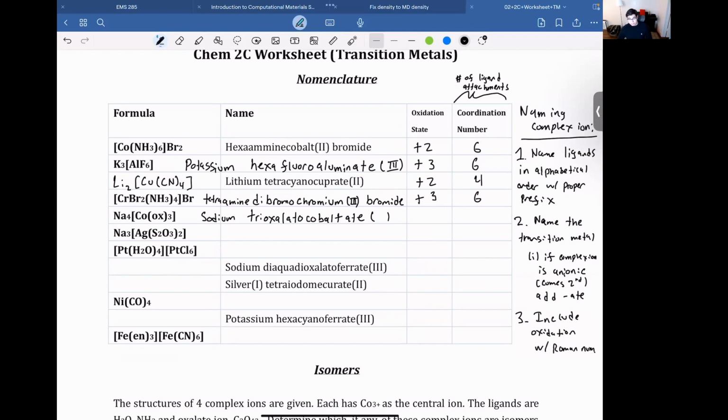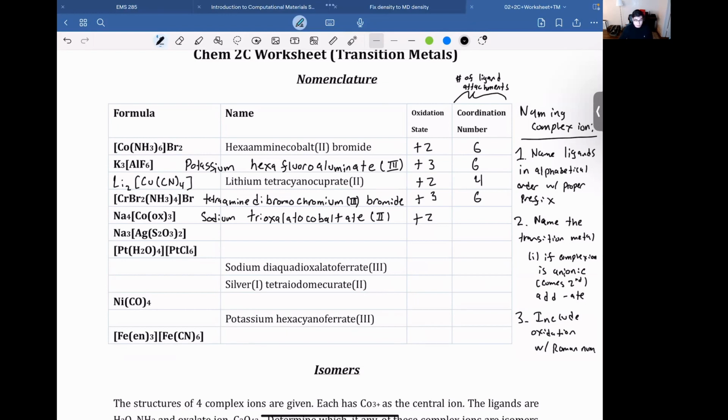So the cobalt here, each oxalate is a -2. Each sodium is a +1. And so the cobalt here ends up being, actually, I messed up my math. The cobalt here ends up being a +2. So -6 + 4 is a -2. To balance it out, the cobalt is a +2.